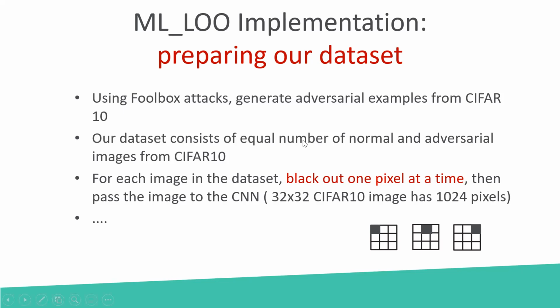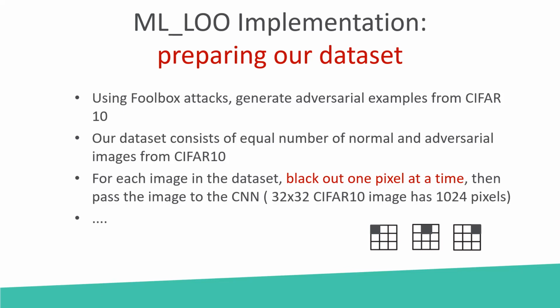We have a data set that consists of equal number of normal and adversarial images from CIFAR10. For each image in the data set, we black out one pixel at a time, as shown here. If this was an image and each square is a pixel, we black out one at a time by setting the RGB channels to 0. And each time we black out one pixel, we pass the image to the CNN model.